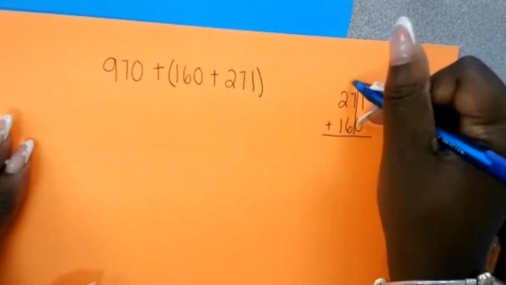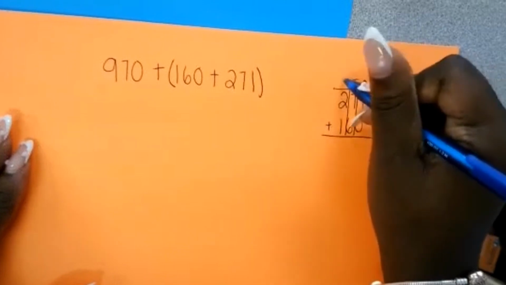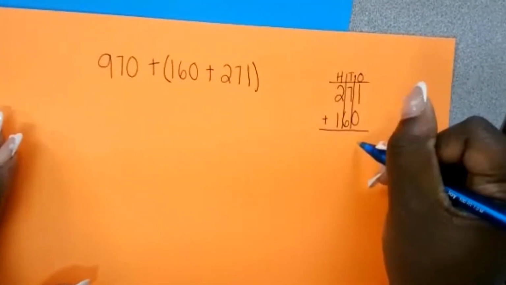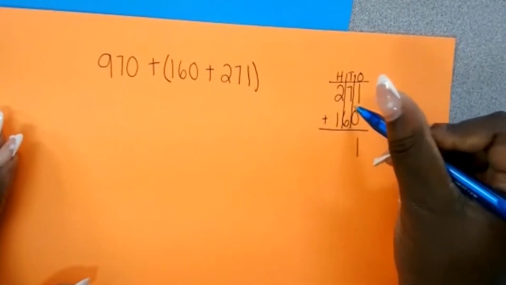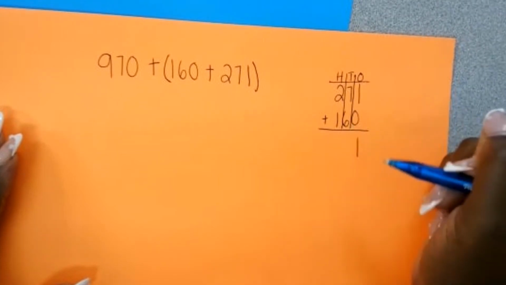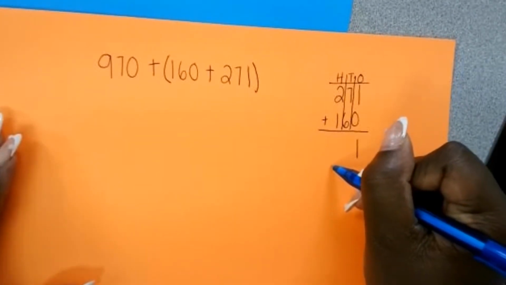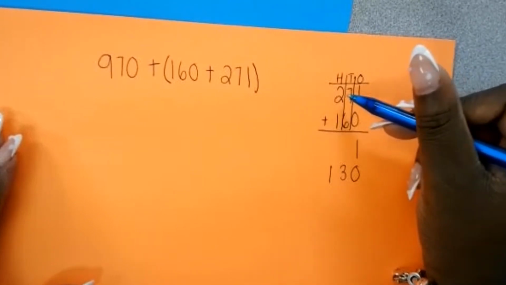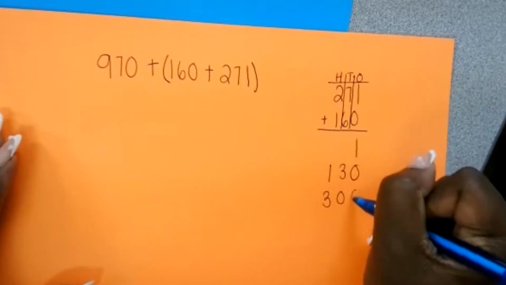I'm going to draw my place value chart to represent what? Ones, tens, and hundreds. Okay. Then what? And then we know 1 plus 0 is 1. And we also know 7 plus 6 is 13. Okay, but this is 70 plus 60, so that gives us 130. Okay. We know 2 plus 1 is 3. 200 plus 100 is 300.